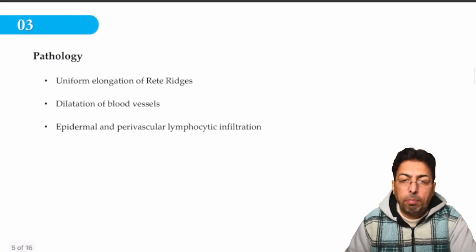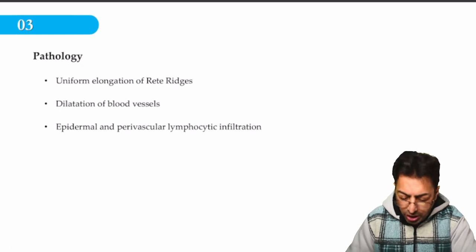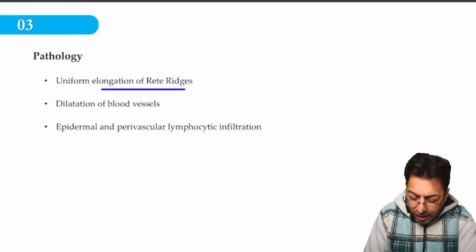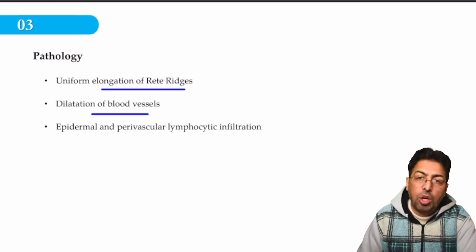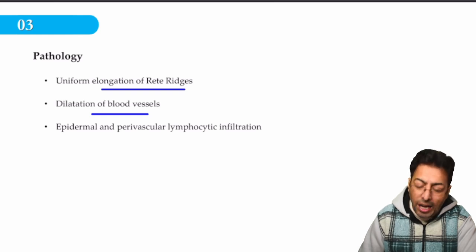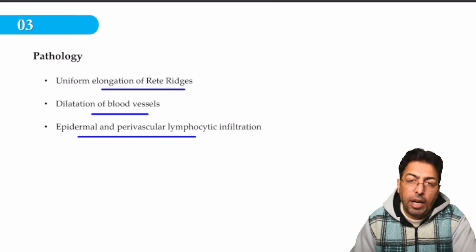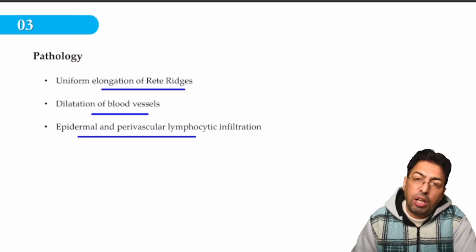Now, pathology: microabscesses, as mentioned initially, as well as elongation of rete ridges, in addition to dilatation of blood vessels. So there is vasodilatation, and in addition to that, epidermal and perivascular lymphocytic infiltration in chronic and long standing cases of psoriasis.